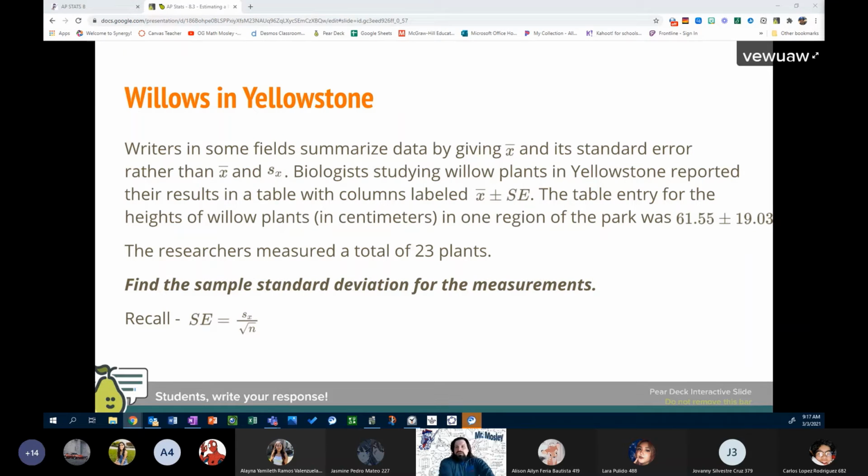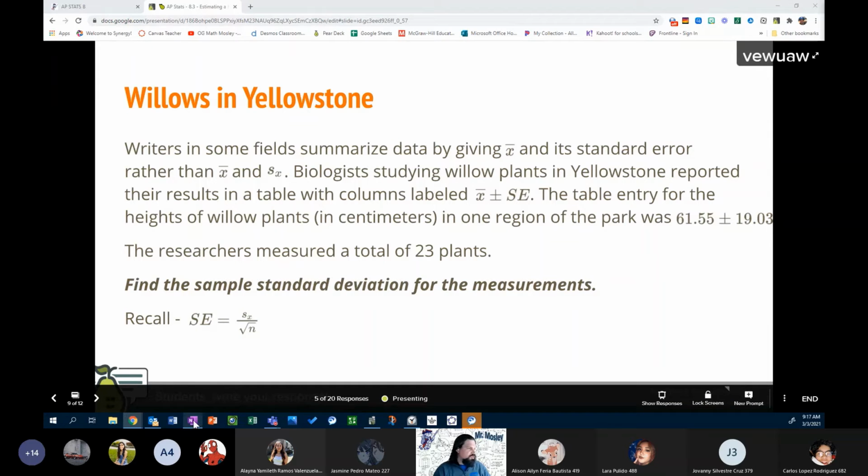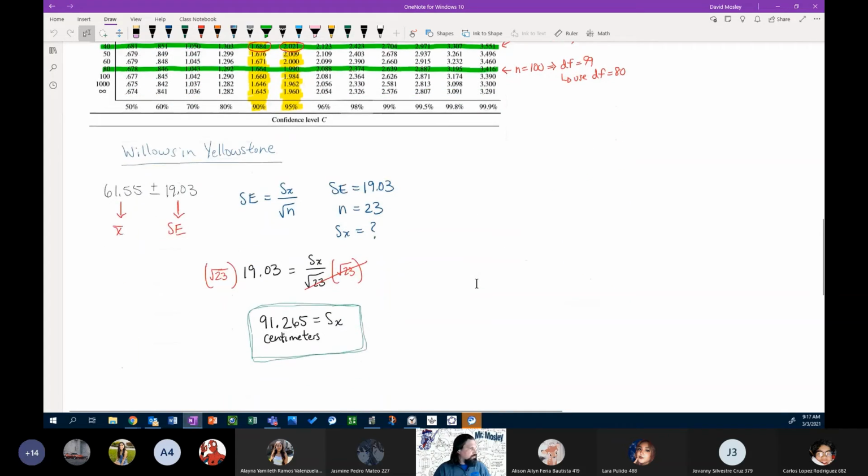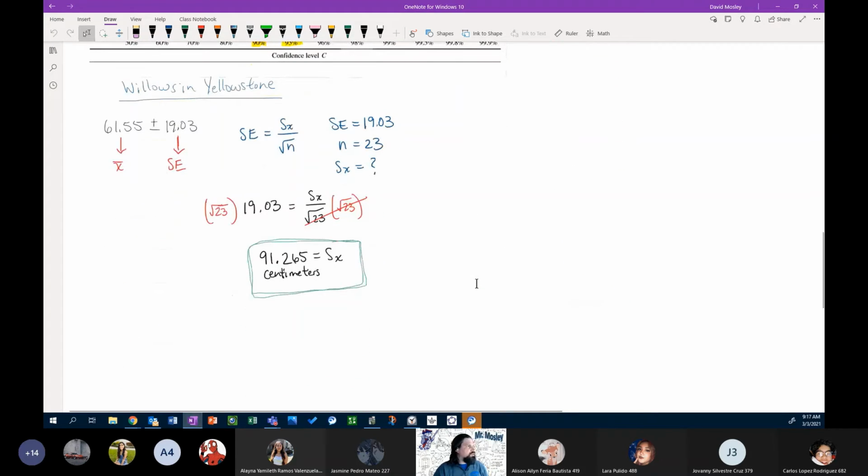Alrighty, everybody. We're going to talk about this one. I saw a few people who successfully got the result here. I'm going to allow you guys to keep access to this screen. I'm not going to progress the slide here, but I'm going to switch over to my OneNote to show you guys the work that goes with this one. So here we go. We're provided that we have the entry of 61.55 plus or minus 19.03. We're told that this is using the format that the first number is X bar, the second value is the standard error.